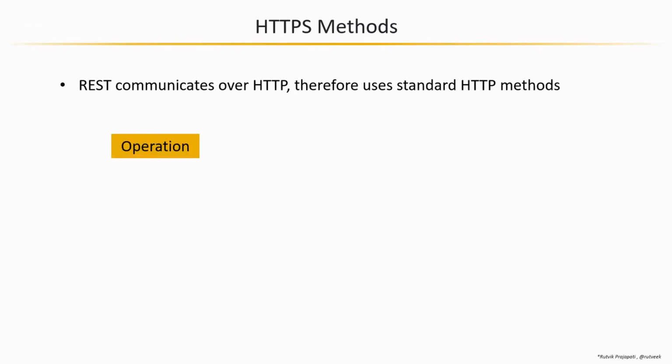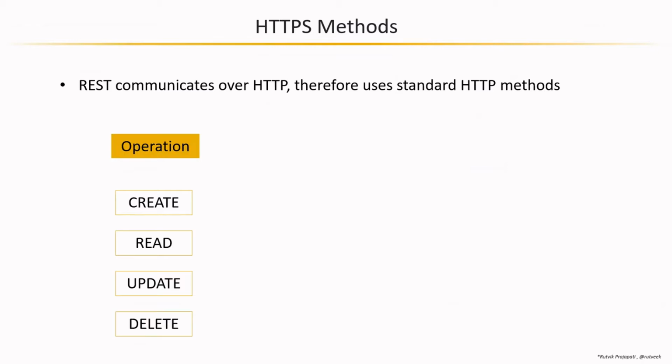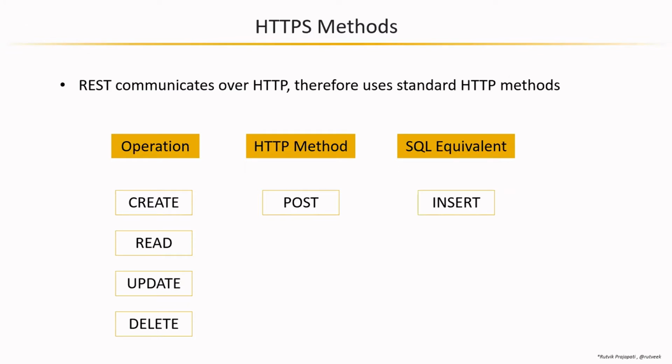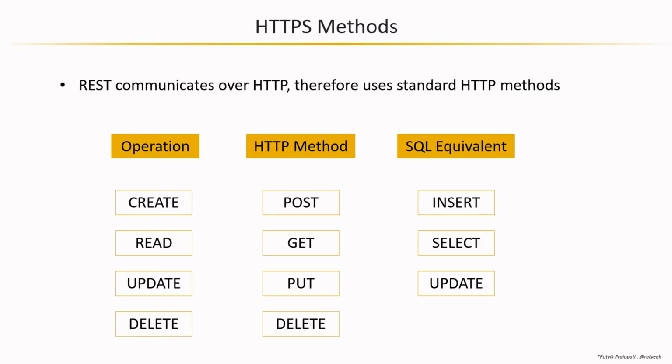For any application, we are doing four basic operations. Either we are creating information, reading information, updating information, or deleting information. And for each of these operations, we have a corresponding HTTP method. For create, we have the POST method, which is similar to the insert statement. For read, we have the GET method, which is the same as select. For update, we have the PUT method, which is similar to the SQL update statement. And for delete, we have the DELETE method.